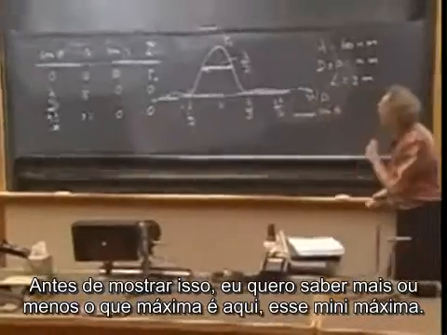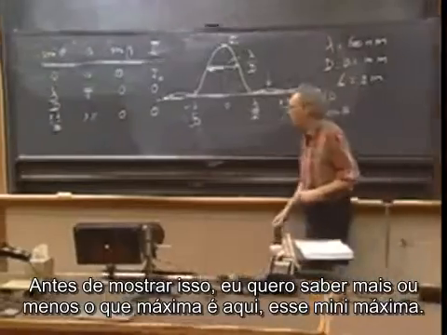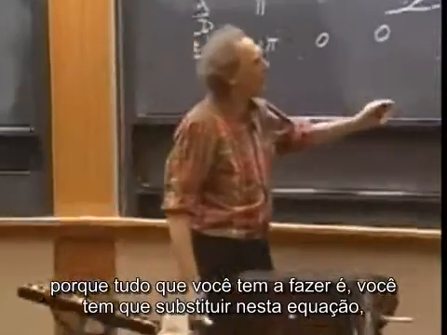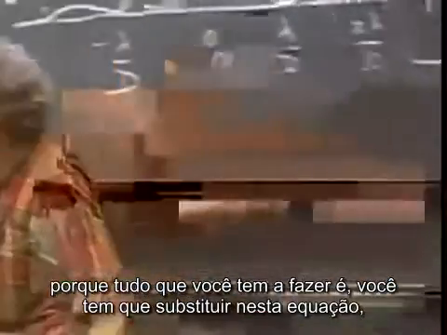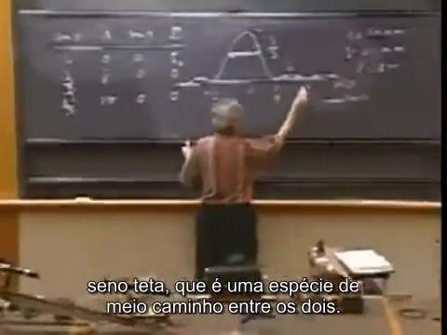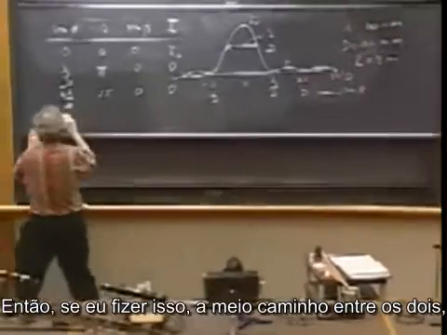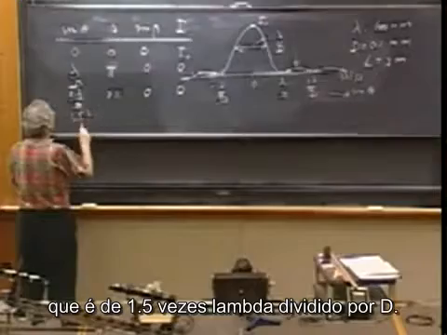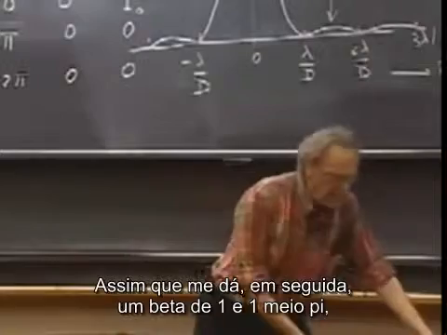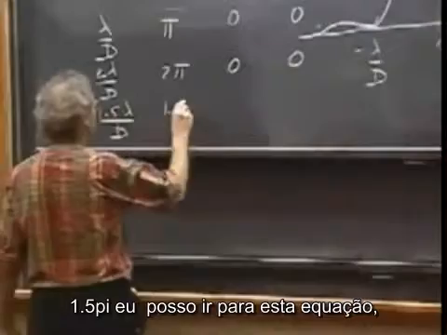Before I show you this, I want to know roughly what that maximum is here, that mini-maximum. Well, that's easy. You could do that now on your own, because all you have to do is you have to substitute in this equation sine theta, which is sort of halfway in between. So if I do that, halfway in between, that is 1.5 times lambda divided by d, right? That's right in between these two. So that gives me then a beta of 1.5 pi, 1.5 pi.